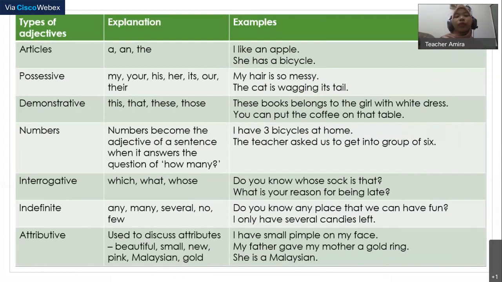So interrogative adjectives, we don't usually think that they are adjectives. We usually think that the only function for interrogatives is to ask questions. Like, what is your name? What is your address? When do you have the meal? So we only think of that usually. But however, the interrogative is also an adjective. All right?